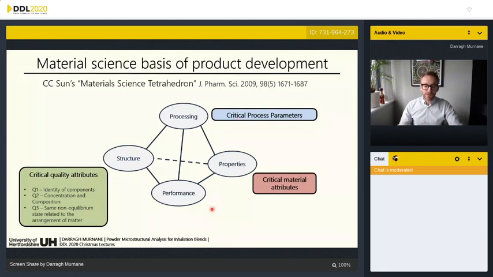product performance. And really at this stage, we've come around to establishing certain critical quality attributes to understand how these critical material attributes and the critical process parameters lead to and control the product performance.